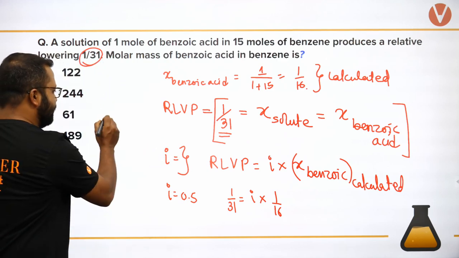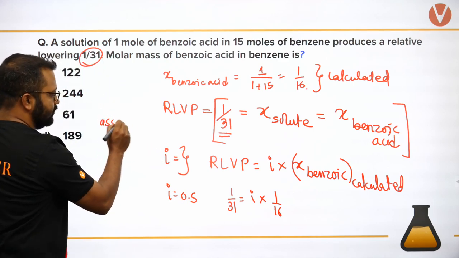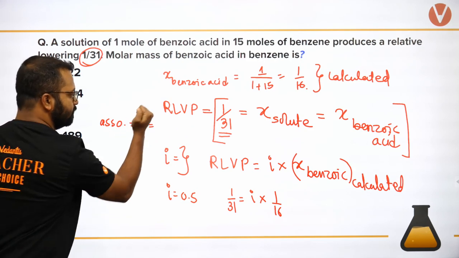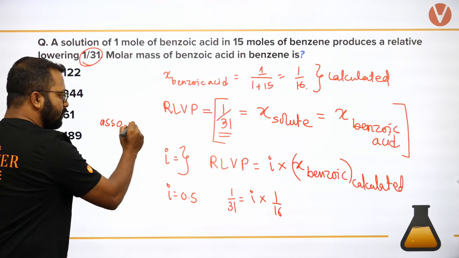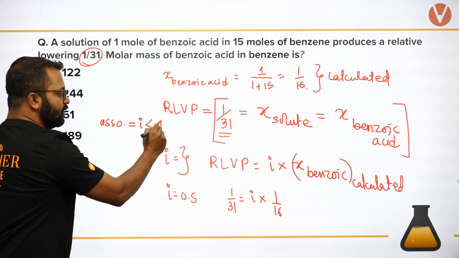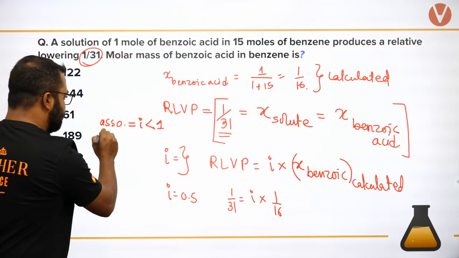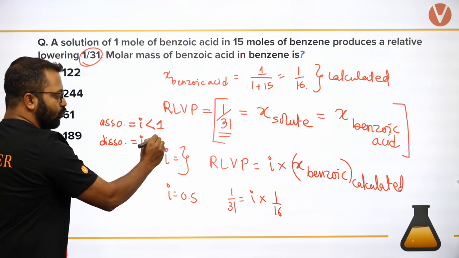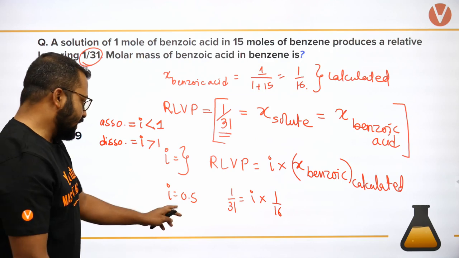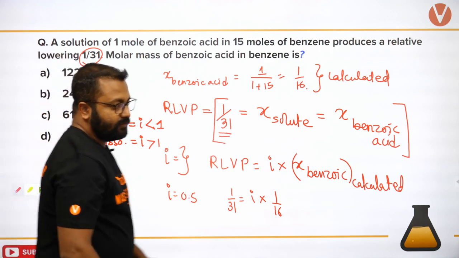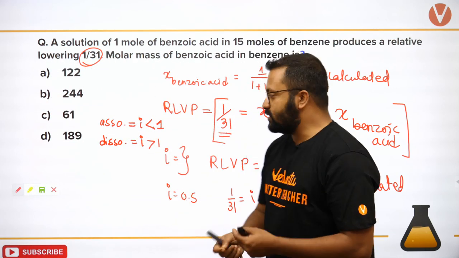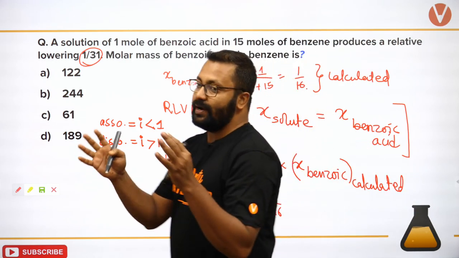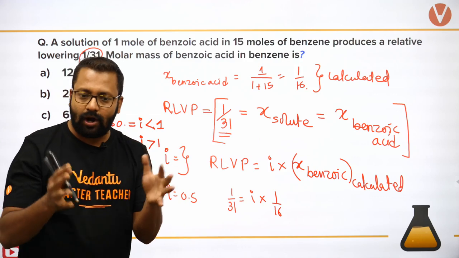Now, for association, the value of I will always be less than 1. I will always be less than 1 when it is association, but if it is dissociation, I will be more than 1. So you can see that I is 0.5. If I take 0.5 into consideration, that means half of whatever has been taken has undergone association.